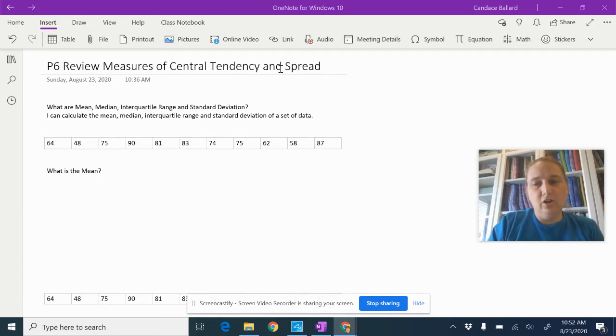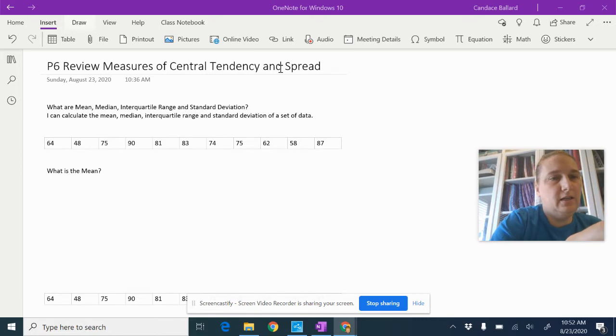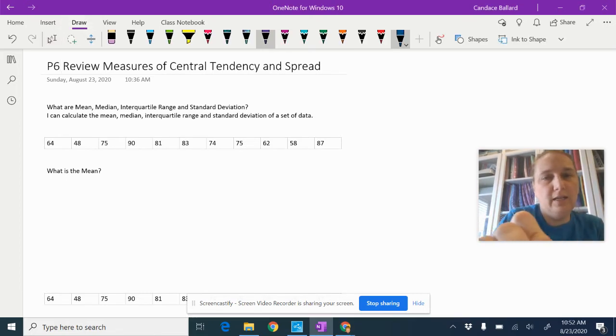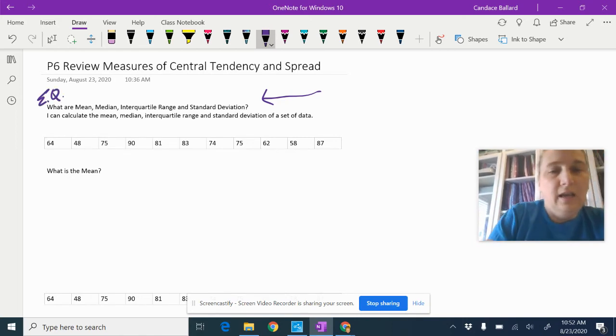So the first thing you're always going to do when we do a lesson is write down the essential question, which I did not label very well. This is your essential question right there. And then you're also going to write down your I can statement. Today our essential question is: what are mean, median, interquartile range, and standard deviation? And by the end of the lesson, I can calculate the mean, median, interquartile range, and standard deviation of the data set.